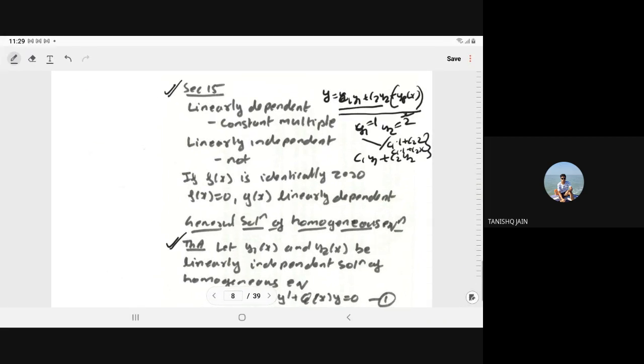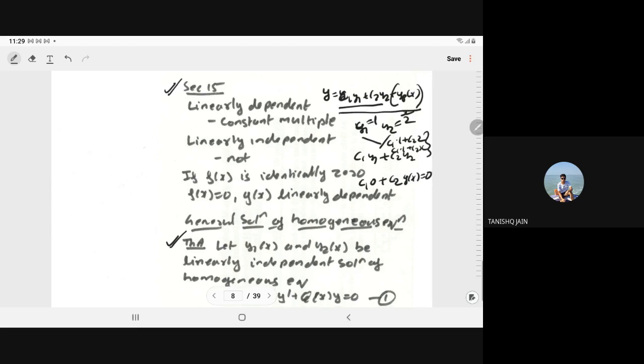Here, if f(x) is identically 0, we can write c1 f(x), that is 0, plus c2 g(x) equal to 0. So when f(x) is identically 0, you can take c2 as non-zero. You can also take it as zero. So when it is zero, it will become LD.